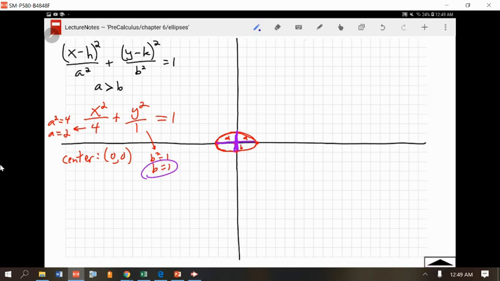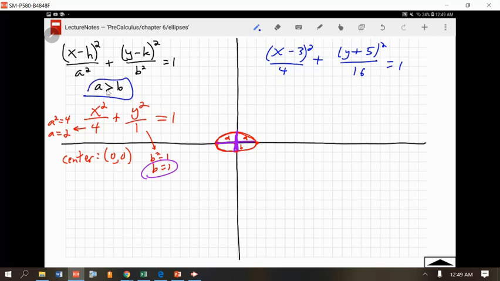As Gloria Estefan would say, turn the ellipse around. Let me actually change that: (x minus 3) squared over 4 plus (y plus 5) squared over 16. We've changed the value of a now, right? See, the bigger number is 16. 16 has to be a. A is always greater than b. So in this case, a squared is 16, a is 4. B squared is 4, b is 2.